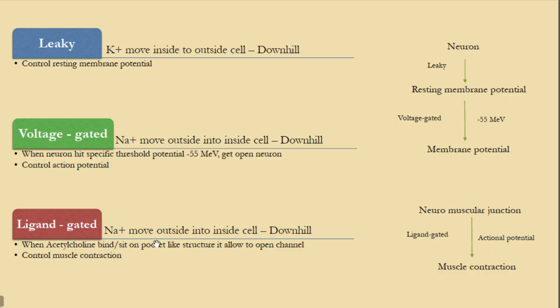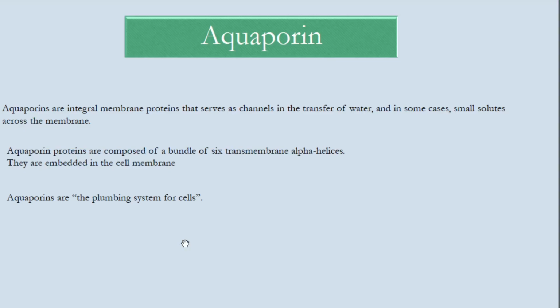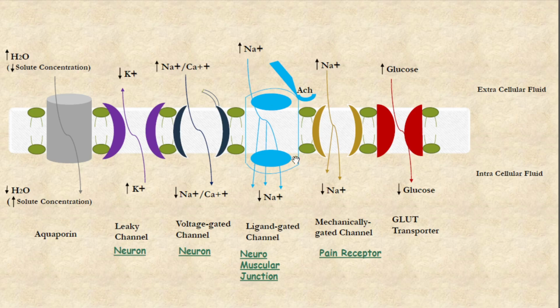Now the next one is ligand gated channels. When a chemical, that is acetylcholine, comes and sits on the pocket, this pocket or channel gets opened up and the movement of sodium from the outside environment to the inside environment takes place. It controls the neuromuscular junction.